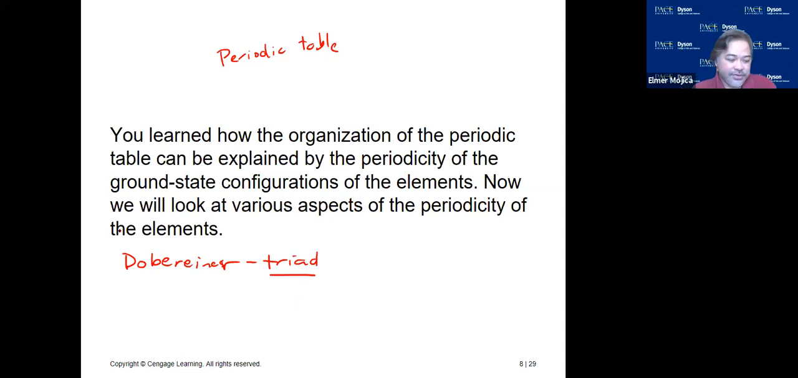And then John Newlands arranged the elements, and he found out that when he arranged the elements according to atomic mass, the 8th element repeated its property with the first element. So he called it the law of octaves.